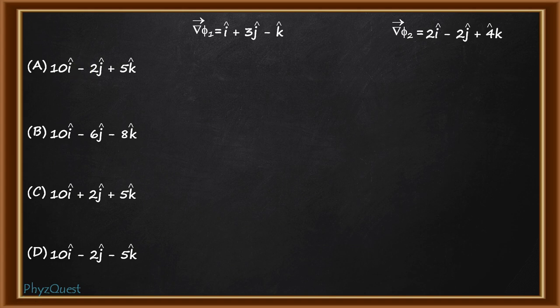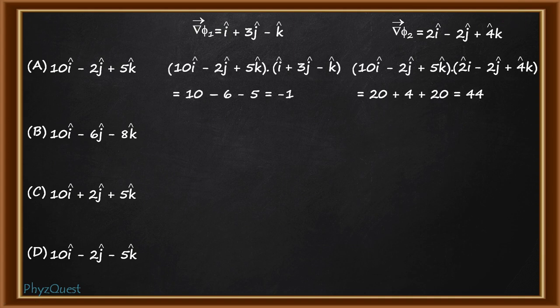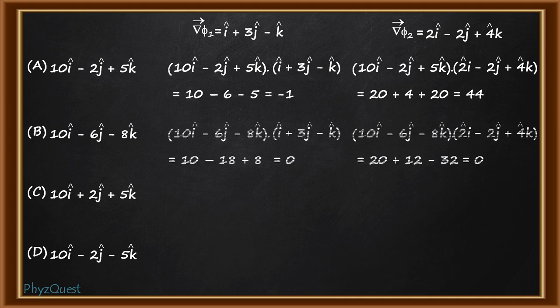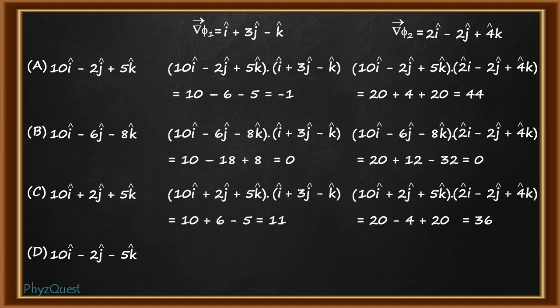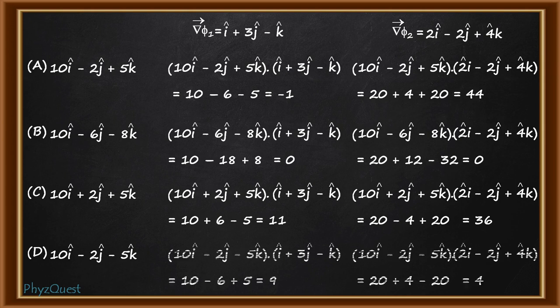If we take the dot product of each option with these two vectors, for the first option it comes out as -1 for the first vector and 44 for the second vector, which is not possible. For the second option, it is 0 for the first vector and 0 for the second vector, which indicates it is normal to both the vectors. Similarly for option C, it is 11 for the first vector and 36 for the second. For option D, the dot product with the first vector comes out as 9 and with the second vector as 4.